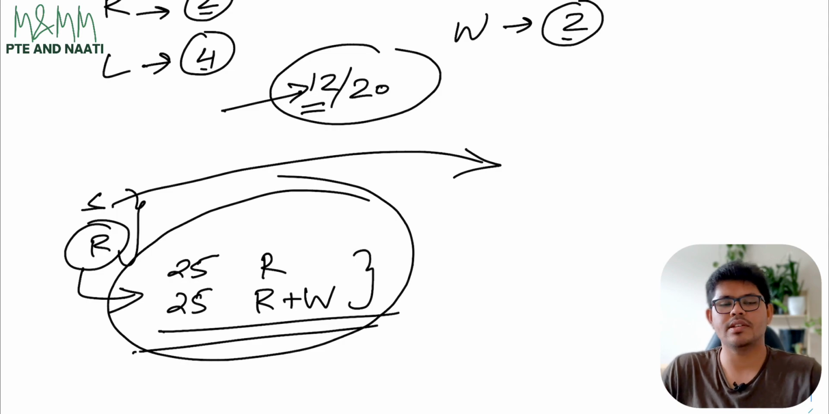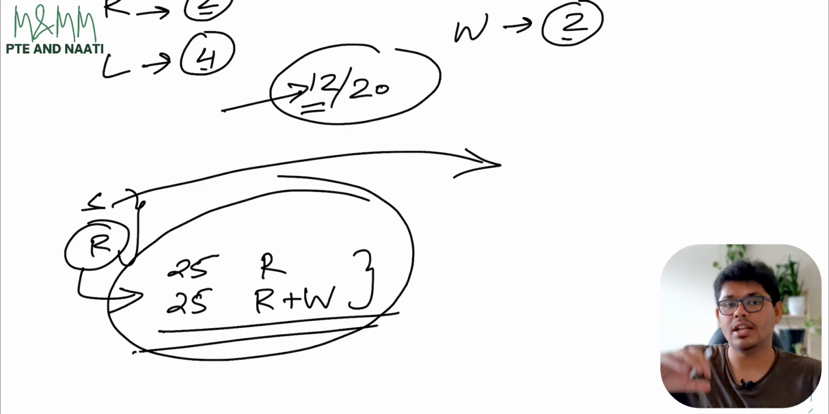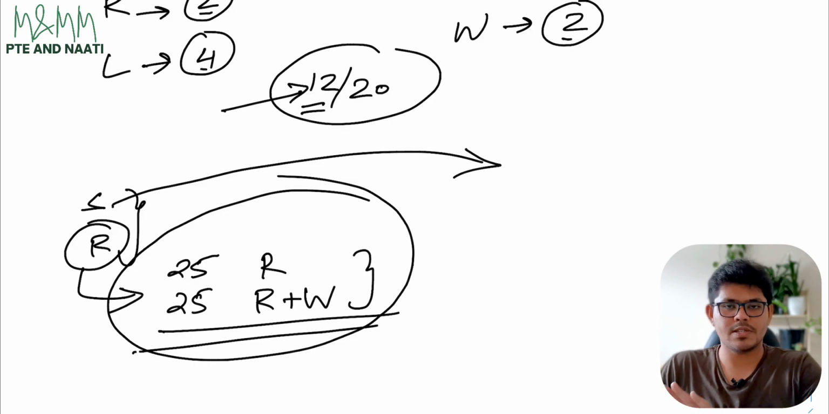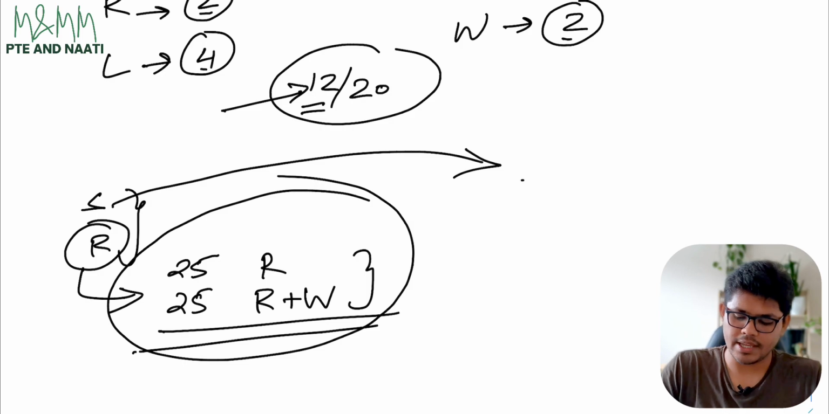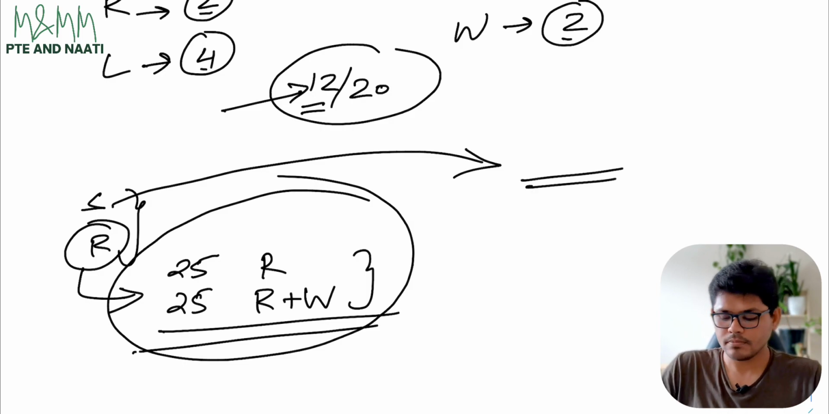Only retell lecture is something where you need to take notes. Of the remaining 3 topics, which are most important, retell lecture I would give the least priority when the speaking section comes in the picture. The maximum priority has to be given to read aloud, then repeat sentence, and then describe image. So these 3 questions you can finish before going to bed, half an hour, just when you're tired, you have to sleep, just finish it before going to bed and your speaking is taken care of.